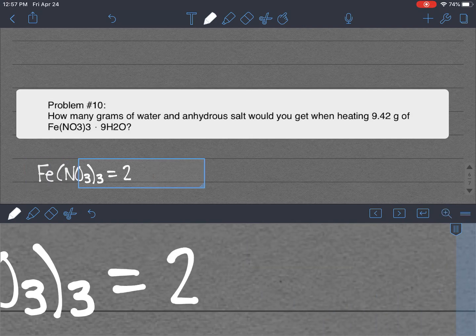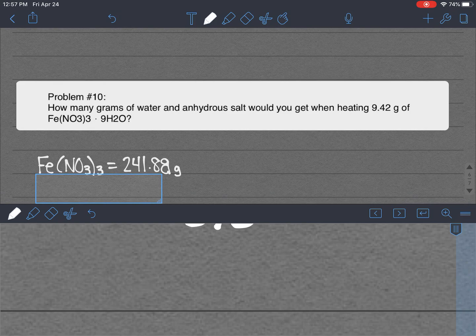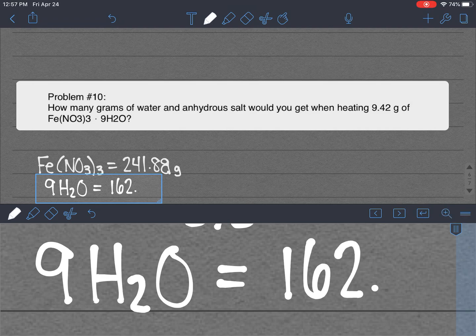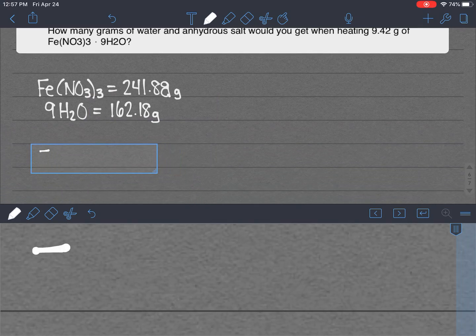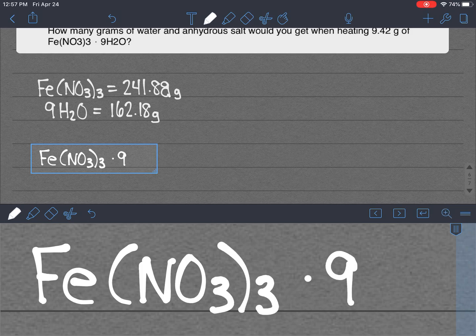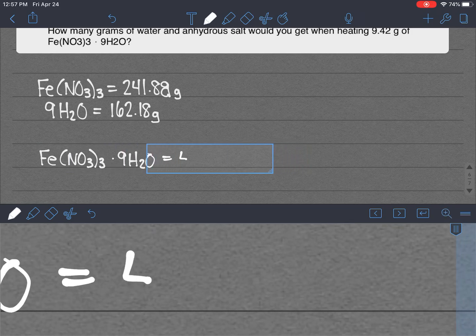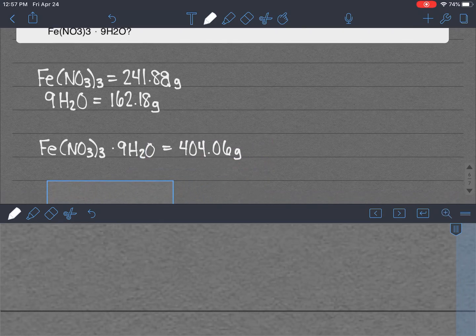So the molar mass of this is 241.88 grams. And then water, we have 9 moles of water here. So 9 times H2O, 18.02, should give me 162.18 grams. When I add that together, the molar mass of this entire complex should equal 404.06 grams. And again, I want to just set this up.